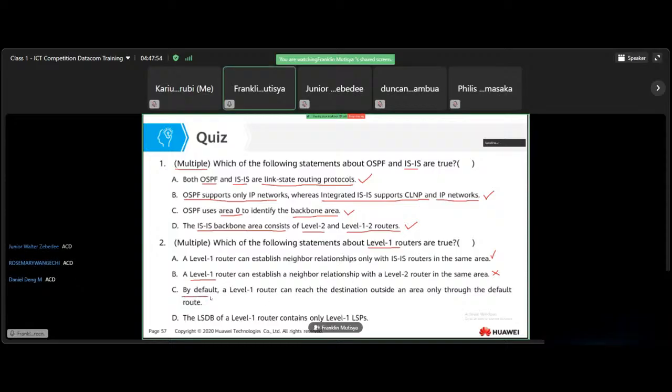C, by default, a level 1 router can reach destinations outside the area only through the default route. Yes, so level 1s can reach level 2s through the default route. That's correct. Then we have D, the LSDB of a level 1 router contains only level 1 LSPs. The answer is correct. So it's A, C, and D.